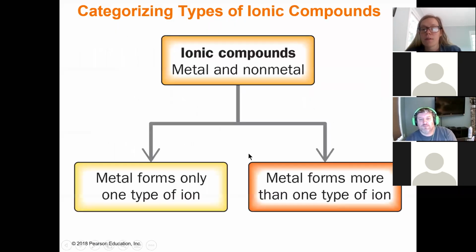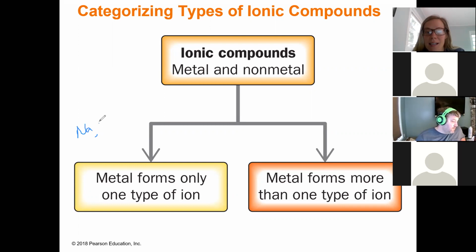Then you need to go one step further. You need to determine, is it a metal that forms only one type of ion? This is sometimes called a type 1. Or is it a metal that forms more than one type of ion, or a type 2? What are some examples of metals that form only one type of ion? Anything in column 1, sodium, potassium, anything in column 2, calcium, magnesium, aluminum. What did we say are transitions? Zinc and silver. Those also form, all of those, including some of the other ones, form predictable charges, just one type of ion.